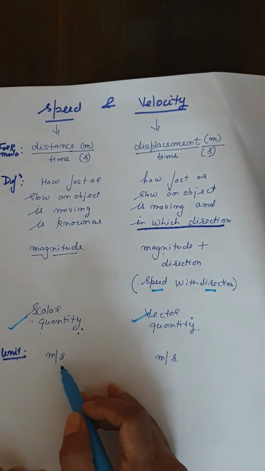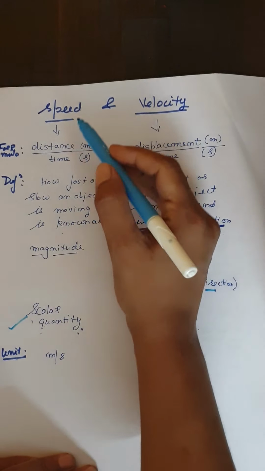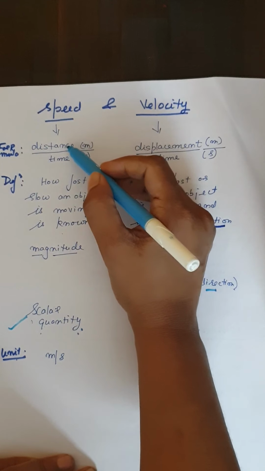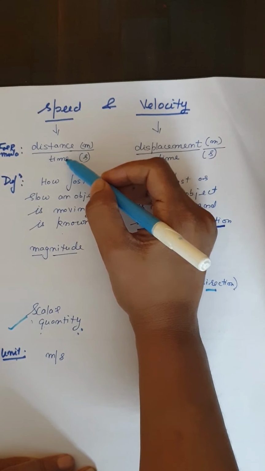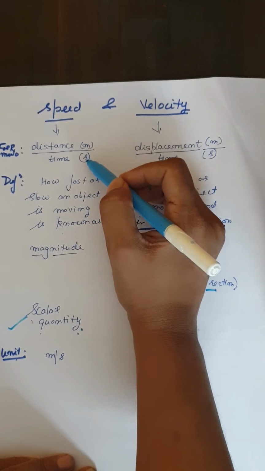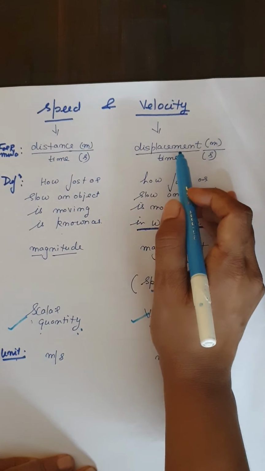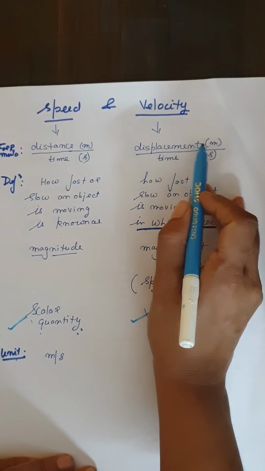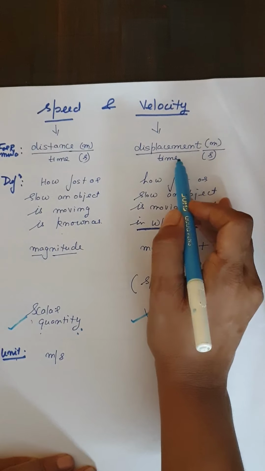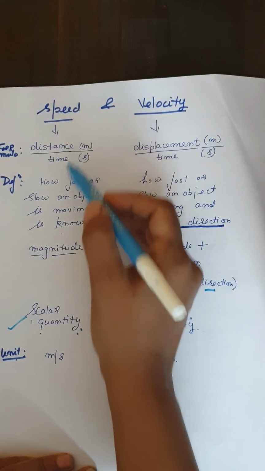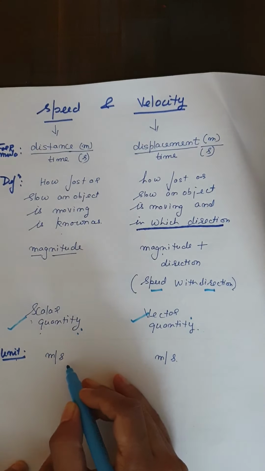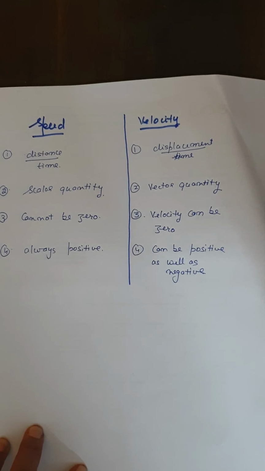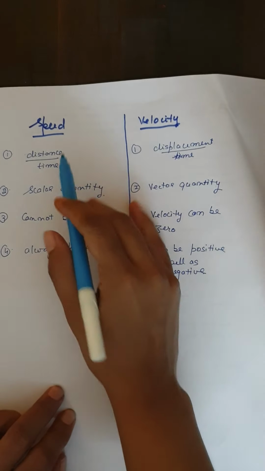Now, if we have to find out the unit, in case of speed, going by the formula, speed is distance traveled by an object in unit time. The SI unit for distance is meter and the SI unit for time is second. Similarly, for velocity, the formula is displacement in unit time. The SI unit for displacement is meter again, and for time it is second. So the unit for speed is meter per second, and it is the same for velocity as well, that is meter per second.